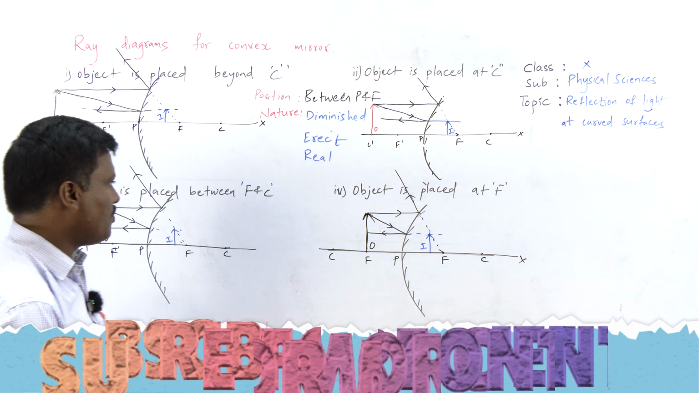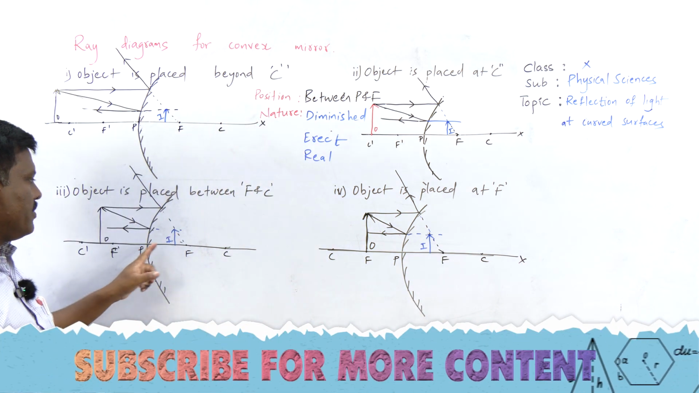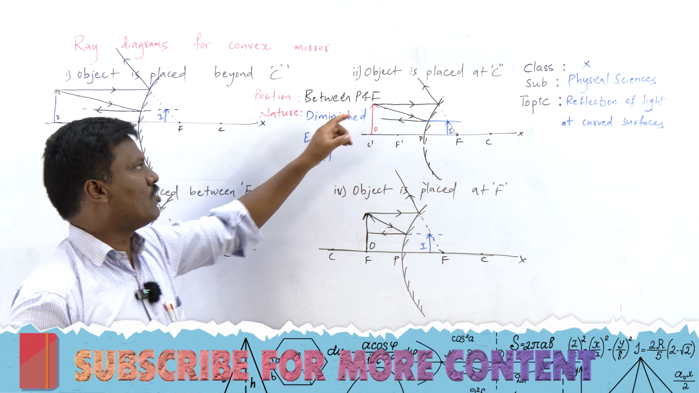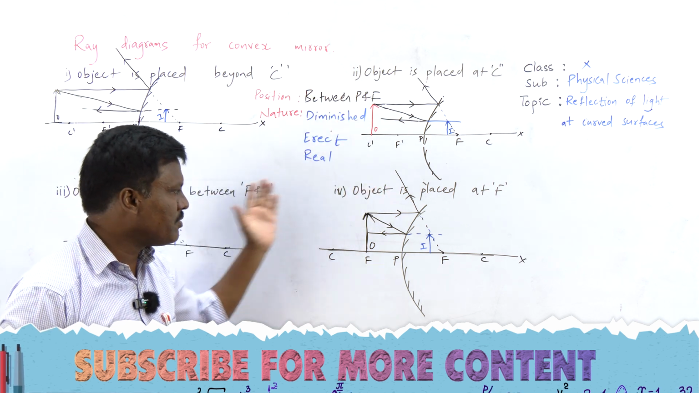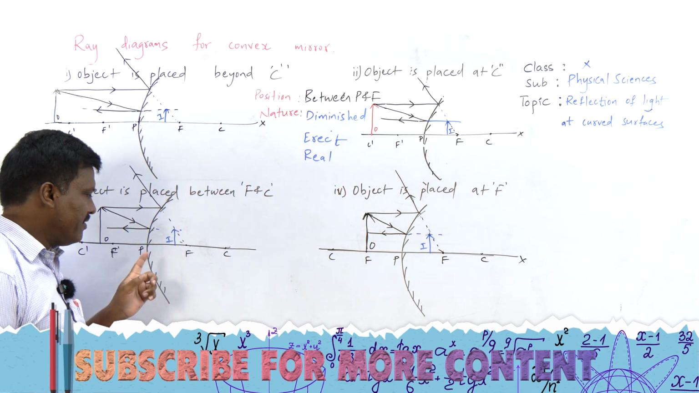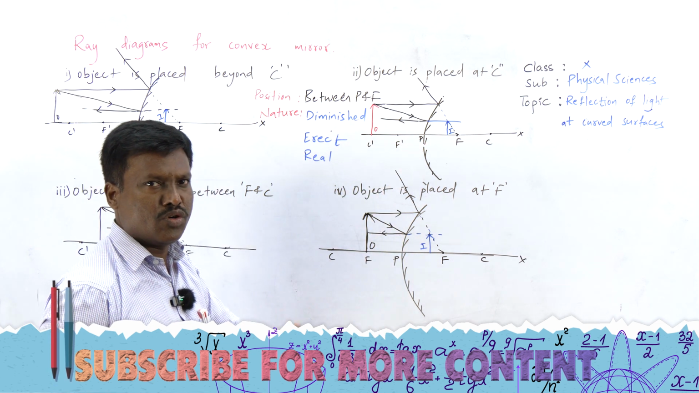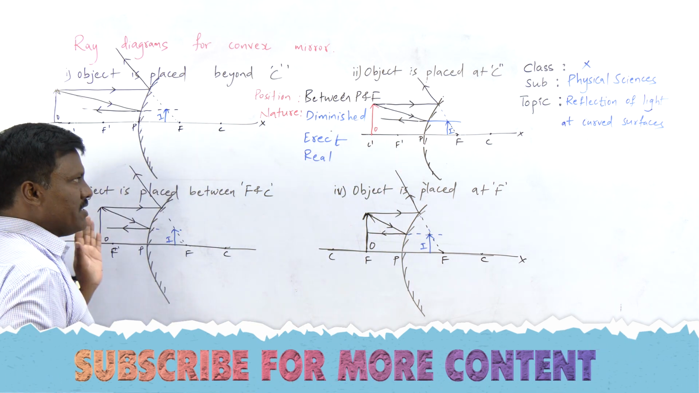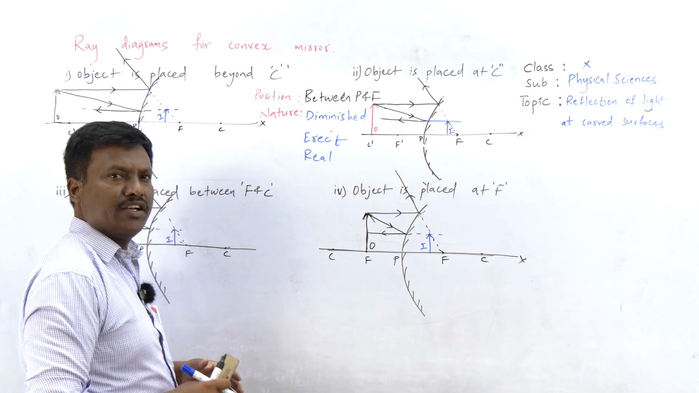And you observe in these cases also, what is the position of the image? Between pole and focus. That means wherever you place the object in front of the convex mirror, the image is always formed between pole and focus. There is no other option.